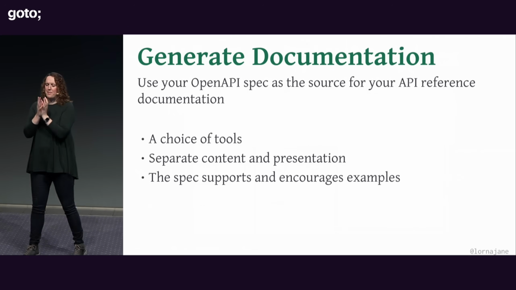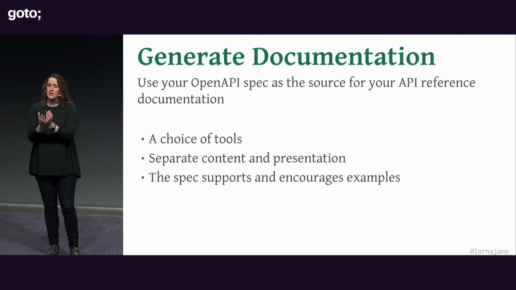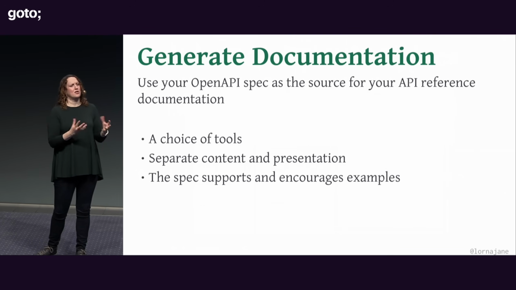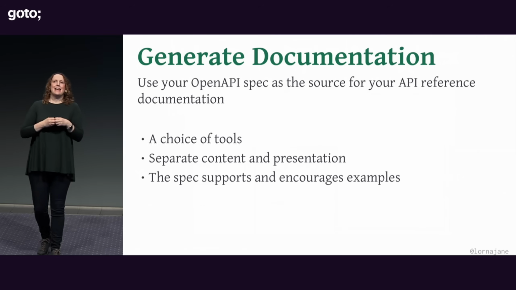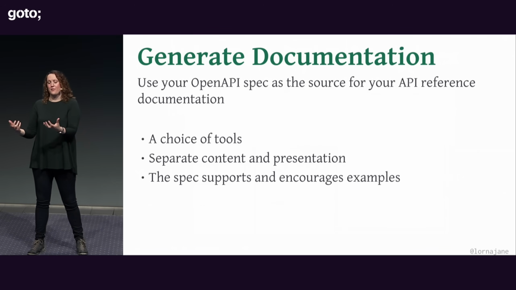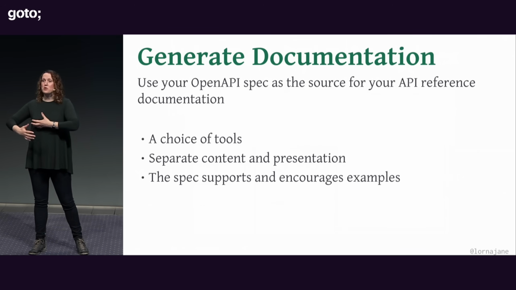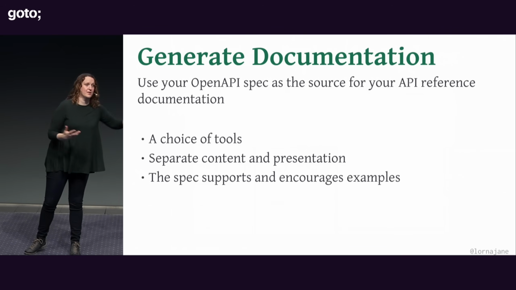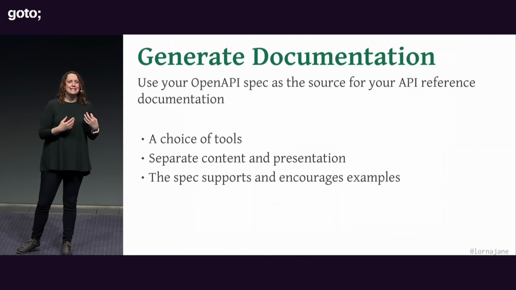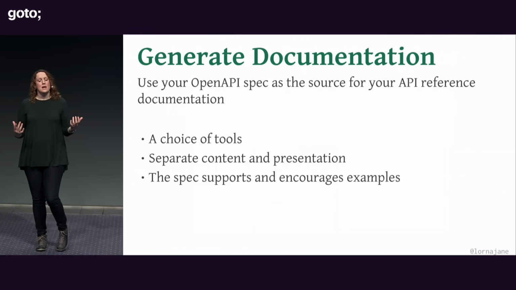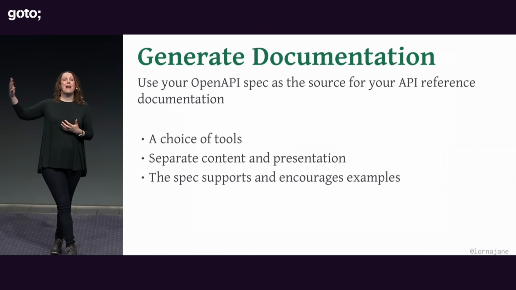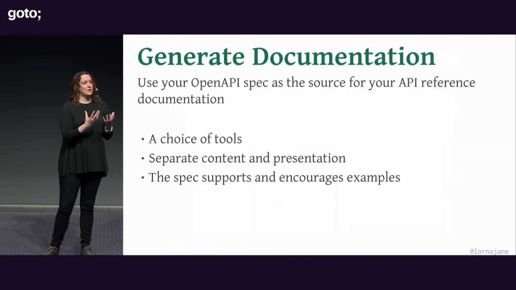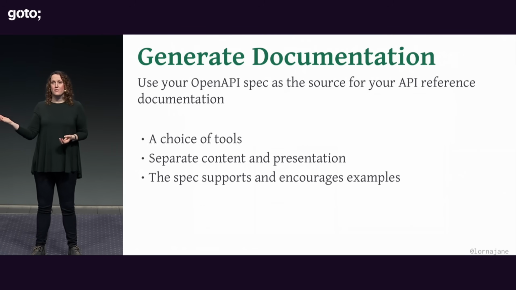Because the OpenAPI spec format encourages, not just supports, encourages examples. It enables you to specify examples for individual fields, but you can also give a whole example response if you want to. It lends itself wonderfully well as a source for documentation. And because we're generating the output independently of the API description, you can output a bunch of different things.